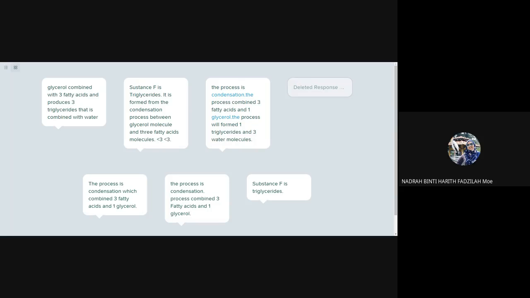Okay. Alright, so here is a sample answer. Okay, so kenapa 3 markah? Ayat dia pendek-pendek saja. Okay, the process is condensation, 1 mark. Combination between 3 fatty acid and 1 glycerol. Nombor ni kena tulis ya anak-anak. The number must be mentioned, how many and how many. The product of the process is 1 triglyceride and 3 water molecules. Syabas.